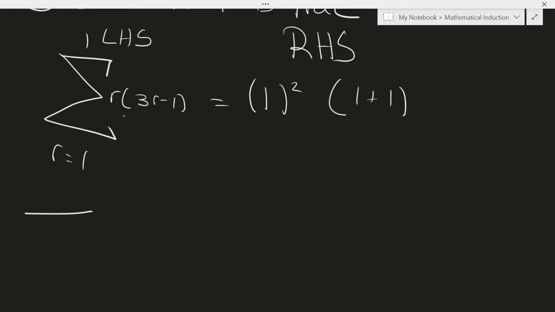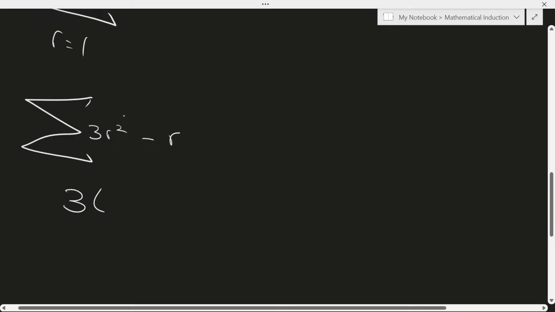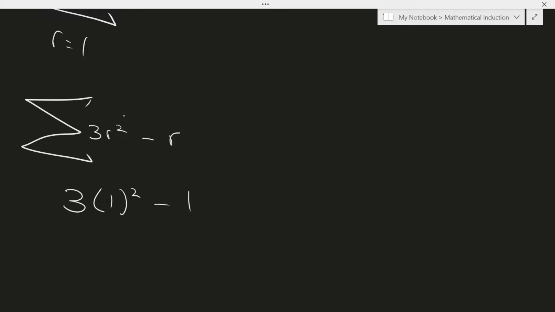But before that, we'll FOIL it. So r times 3r is equal to 3r squared, and r times negative 1 is equal to minus r. Right? And so now we'll have 3 times 1 squared minus 1. 3 times 1 squared is the same as 3 times 1 times 1, and 3 times 1 is 3. 3 minus 1 is 2.